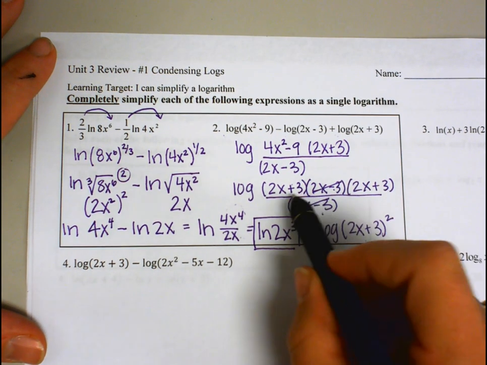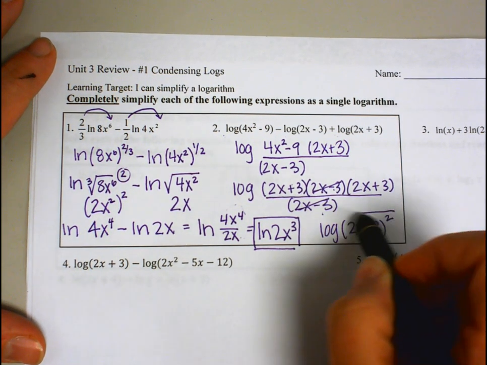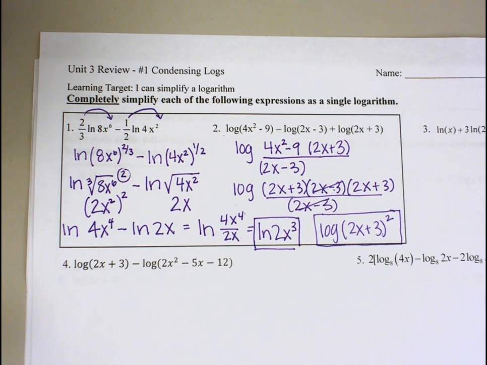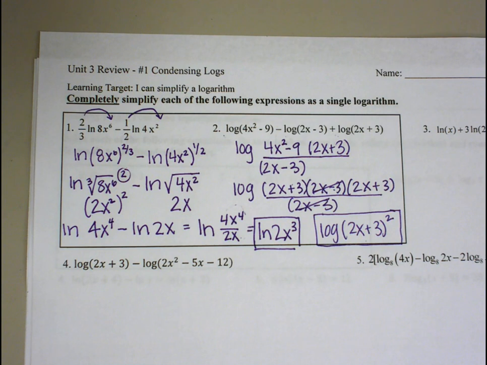I could leave it as 2x plus 3 times 2x plus 3. There's nothing wrong with that because you've got it down to one single log, or you can simplify it to 2x plus 3 squared. All right, so now you can try 3, 4, and 5.